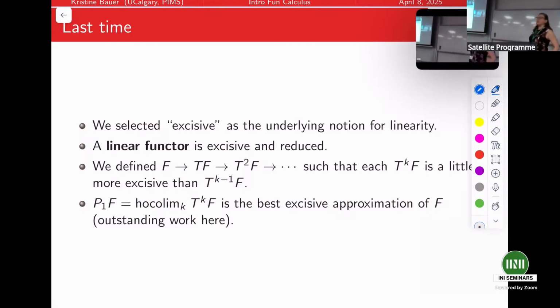And we defined P1F as the best excisive approximation of F. I said there's some outstanding work here because I didn't actually show you it was excisive. I only showed you that if F is stably excisive, then P1F is excisive. And we'll get to the rest of that today with the rest of the degree n functors.